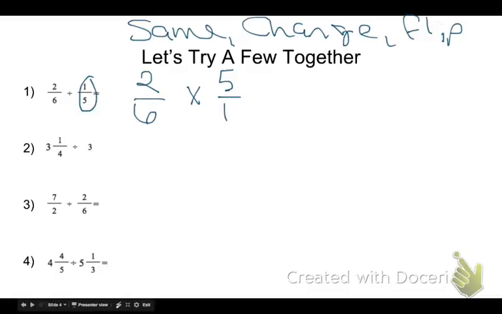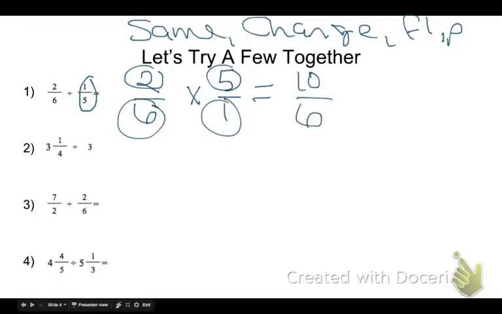And now I'm just multiplying like I did in the previous slides. So I look to see if I can cross cancel. I cannot cross cancel in either direction, which means I multiply straight across. 2 times 5 is 10. 6 times 1 is 6. That is an improper fraction, and my fraction must be in simplest form.